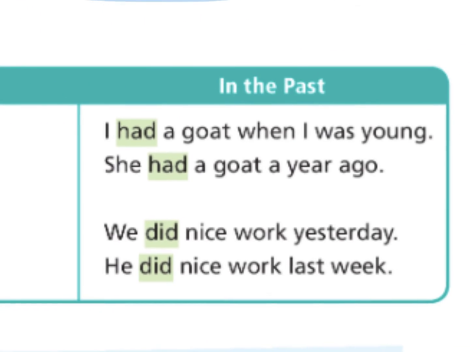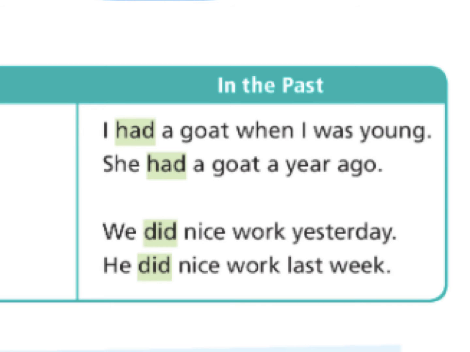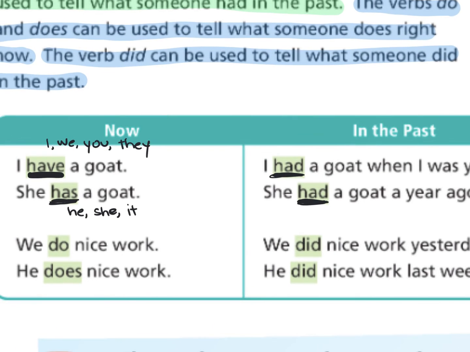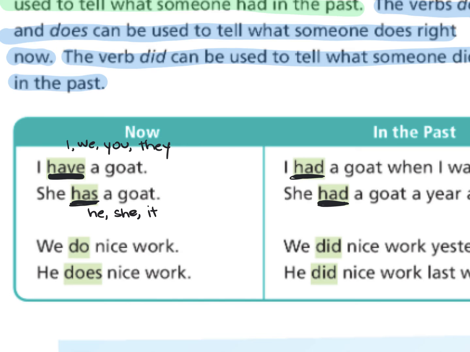Now, if we're talking about in the past, we would change that verb to had. I had a goat when I was young. She had a goat a year ago. Notice how for both pronouns, we just use that word had. So have and has are happening right now, but had is in the past.